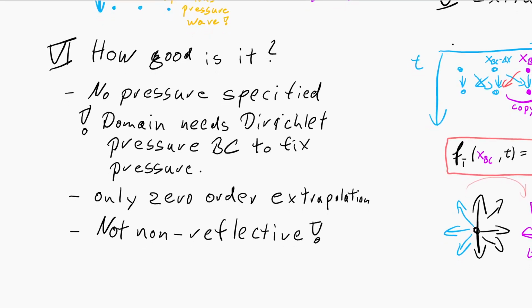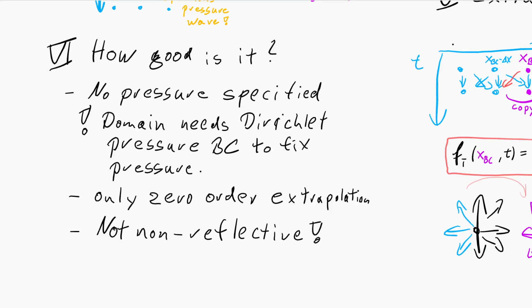Well, this has some shortcomings. For example, it does not specify the pressure, and the pressure needs to be specified somewhere in the domain. Otherwise, the pressure could get to any value, and it could also go to negative values or to 0, and this could crash your code. So you have to fix your pressure somewhere in the domain, and if you don't fix it at the outlet, you have to fix it at the inlet.